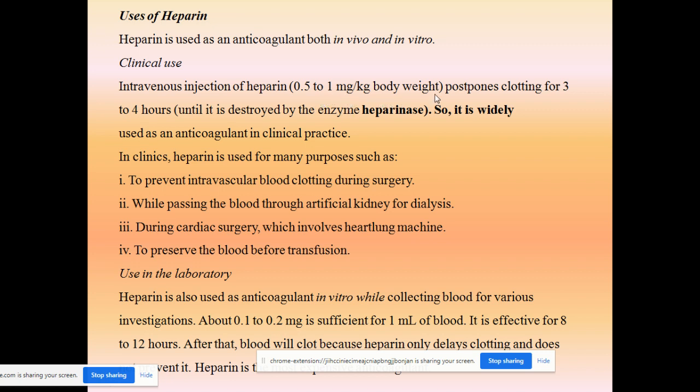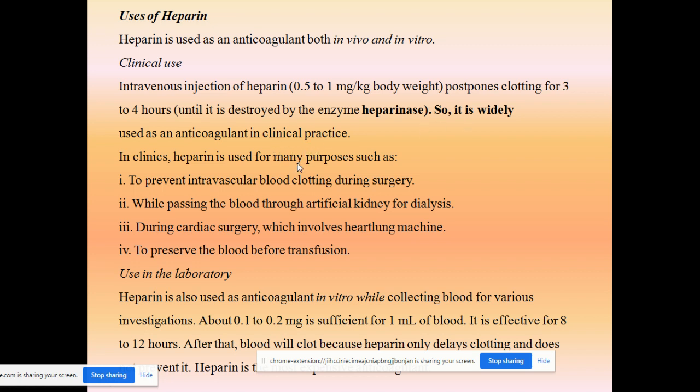The dose is 0.5 to 1 milligram per kg body weight. What does it do? It prolongs the clotting time. When a surgery is going on, they will give this, until it is destroyed by the enzyme. Heparinase is the enzyme which will destroy the heparin.